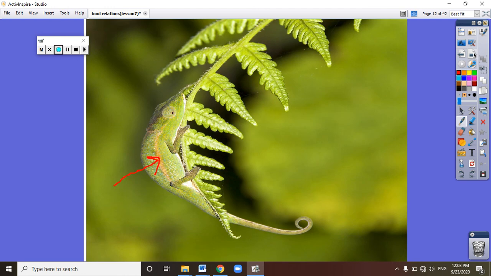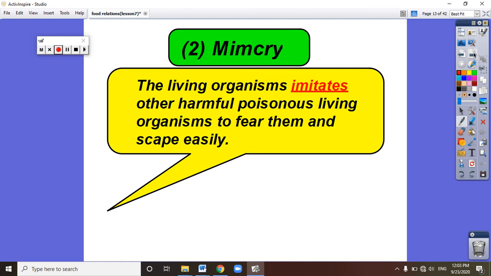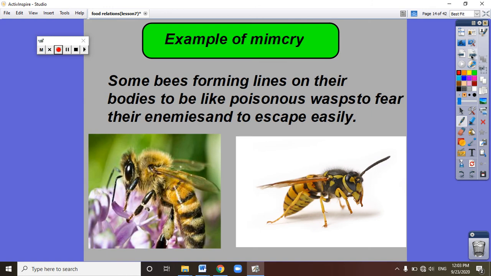Okay, number two, mimicry. What is the meaning of mimicry? A living organism imitates harmful and poisonous living organisms to scare its enemies and escape from them. What is the meaning of that? Okay, can you see these two pictures? They look the same, but they are different. We have here two different living organisms. Here it's a bee, and here is another living organism which is called a wasp.